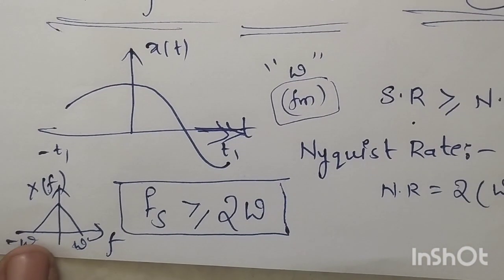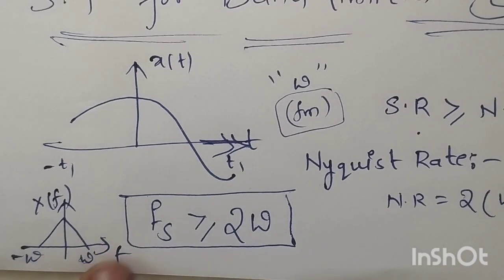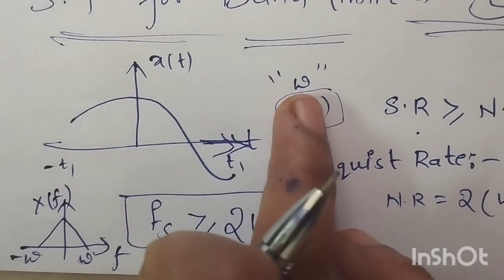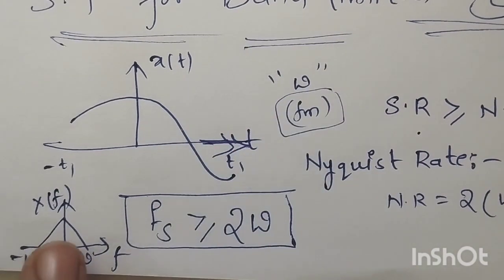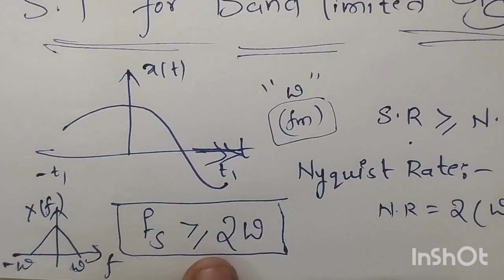Its band is limited from minus omega to omega. The maximum frequency component here is plus omega. So this is the spectrum we are assuming for the given arbitrary input signal. So fs must be greater than or equal to 2 omega.